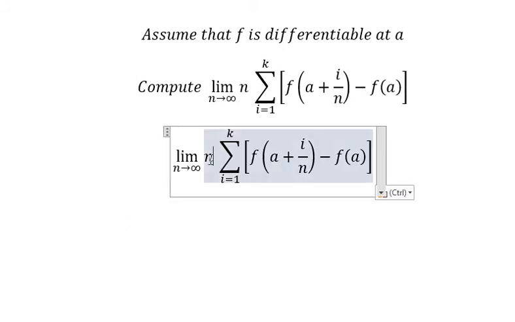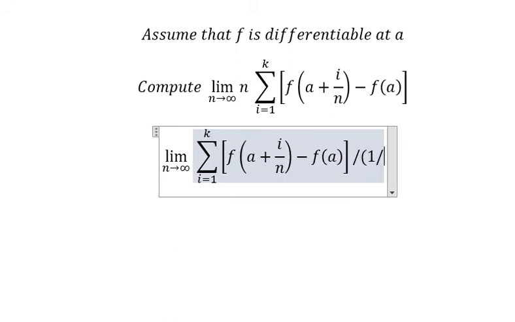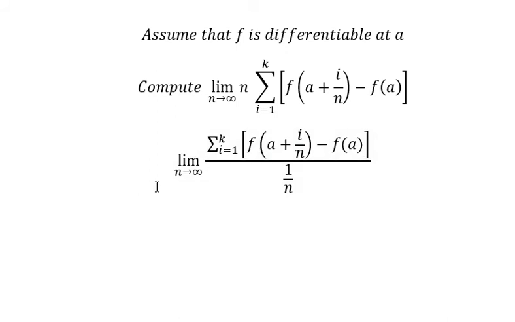I will put n to the denominator. So we have over 1 over n. Next, when n approaches positive infinity, this one will go to positive infinity.